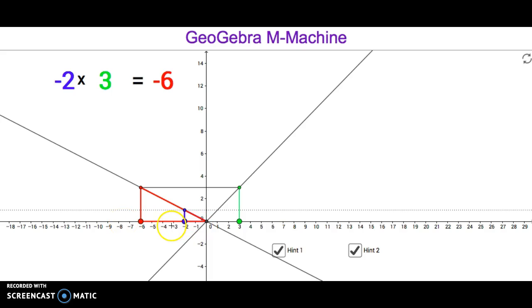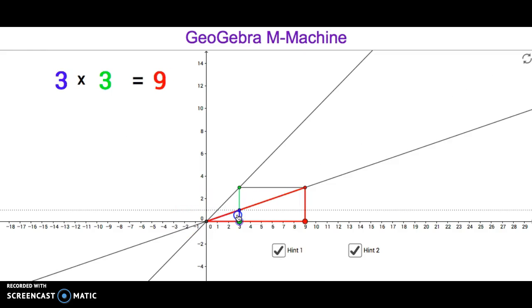The negative here, since we're dealing with measurements, is not really a negative measurement, but more about direction. It's telling you it's on the left side of the grid instead of the right side. So we know that our answer is 6 on the left side of the grid, if you're talking geometry-wise. So this is the M machine for you.